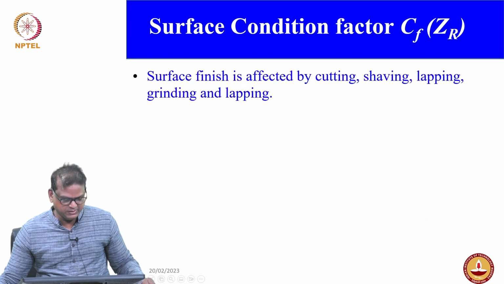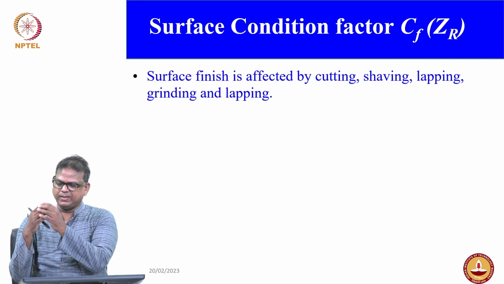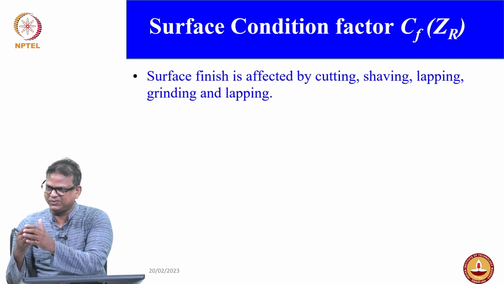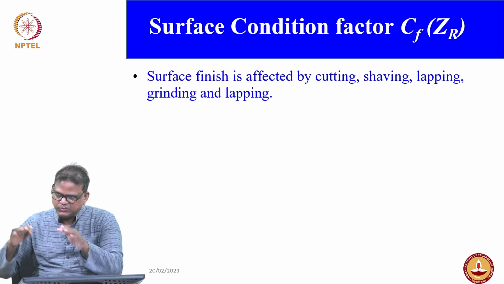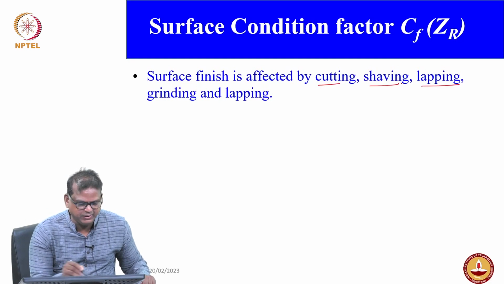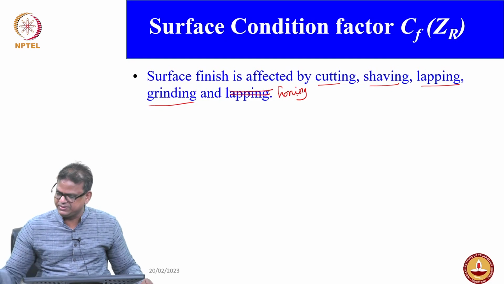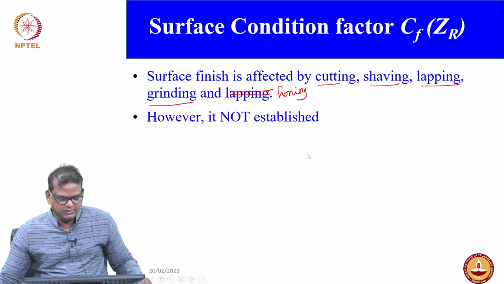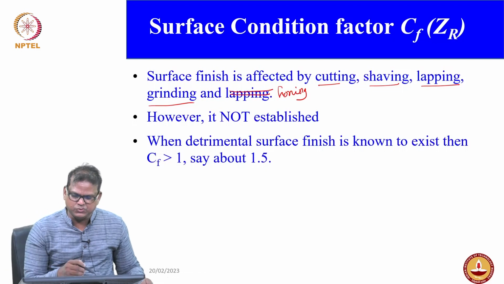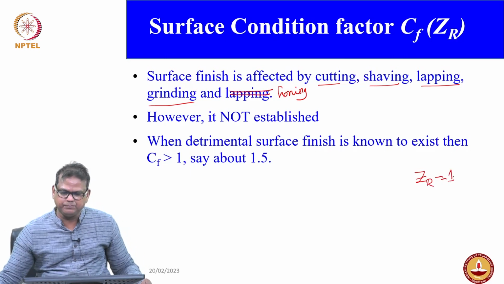Now, surface condition factor again depends on the smoothness, because these gears are lubricated. Smoother surface is better. You can see cutting, shaving, lapping, grinding — no, it should be honing, there is a typo error, should be honing. This is very precise. There is no established value, you can always choose ZR equal to 1. We make it simplified, ZR equal to 1 in our calculation.